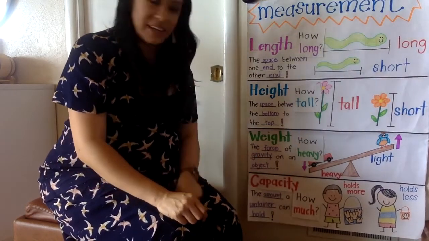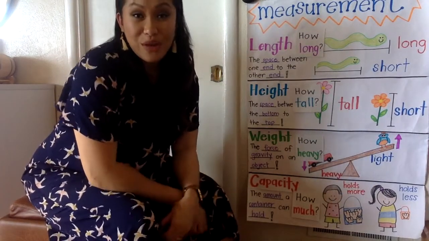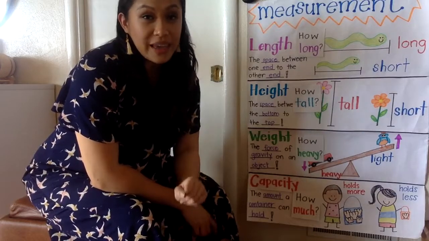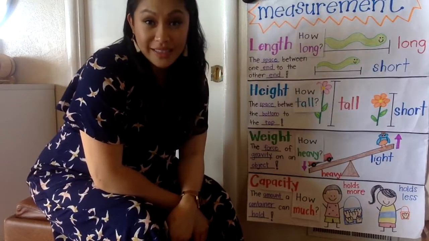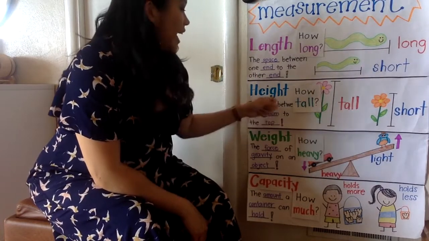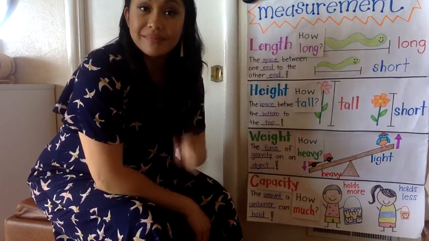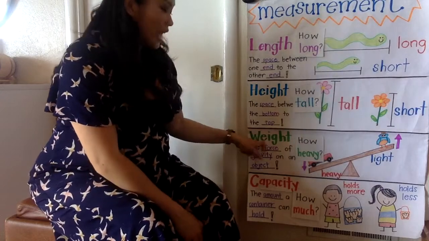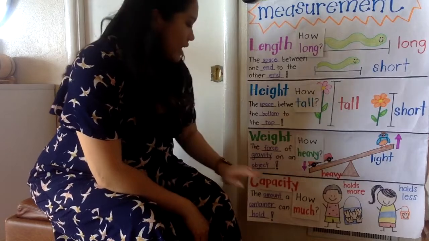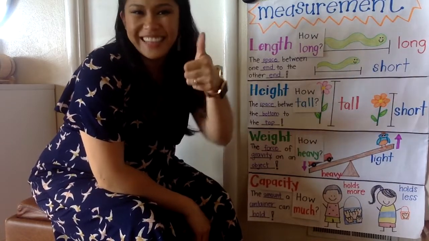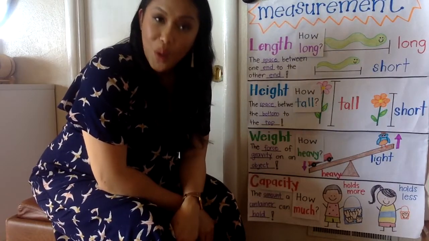Great. Oh my goodness, you guys did not get tricked on any of those. You are some awesome mathematicians and great with measurement. So really quickly again, everyone say length. Length is how long something is. Good. Height. Everyone say height is how tall something is. Nice. Weight. Everyone say weight is how heavy something is. And capacity, nice, great, thanks for saying it, is how much something can hold.